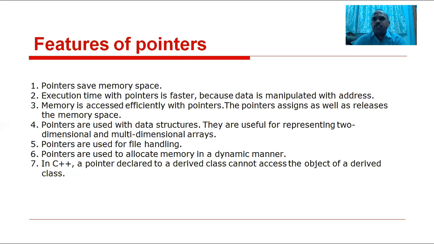Second point, execution time with pointers is faster because data is manipulated with addresses. Memory is accessed efficiently with pointers. Pointers assign as well as release memory space. While using pointers, we know there are memory allocation functions in C language. Already we learned the most important question: define dynamic memory allocation. What are the memory allocation functions in C language? Explain each and every one. What are the types of memory allocation functions?